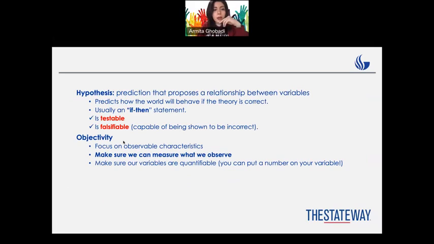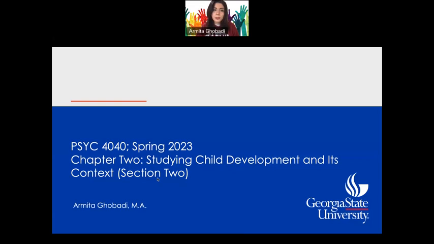Another point about research methods is that you have to make sure all of your variables are quantifiable, which means that you can put a number on them. Let's say your hypothesis is your baby is hungry, okay? What does hungry mean? Because you're going to feed your baby all the time, right? But what does all the time mean? It means one time in a day, or 5 times in a day, or 100 times. You have to put a number on your hypothesis to make sure everything is measurable.